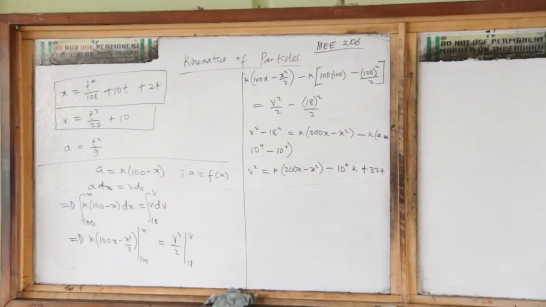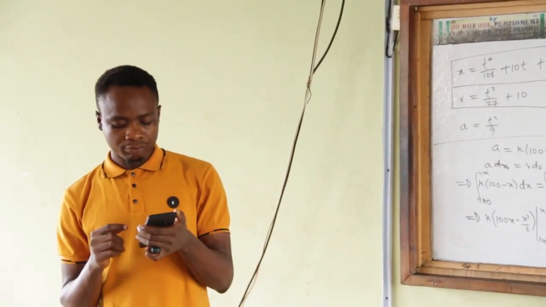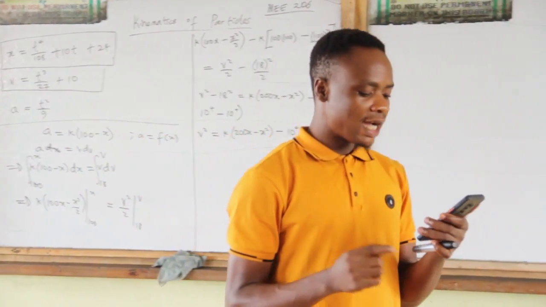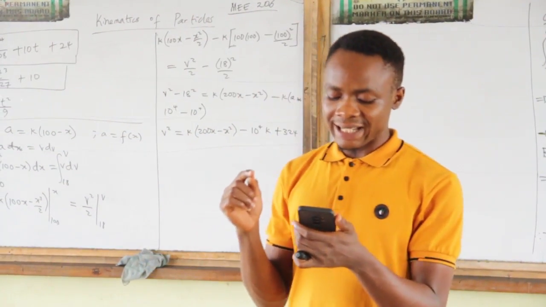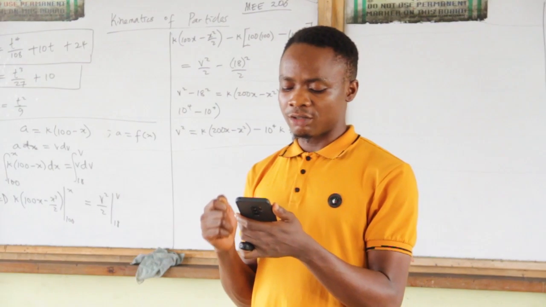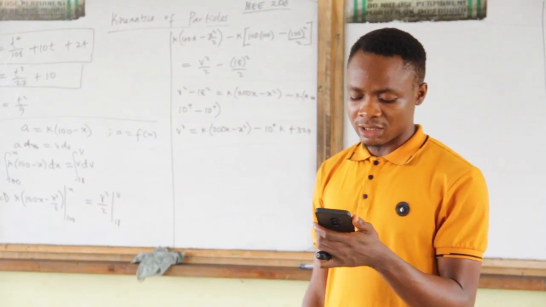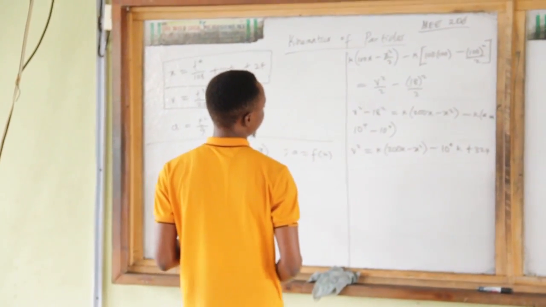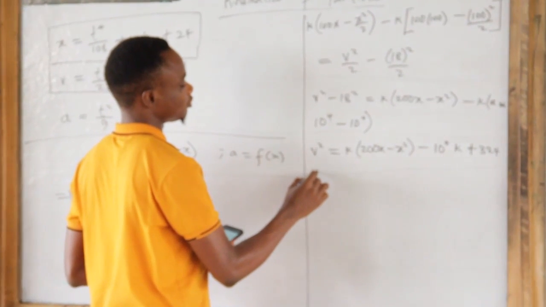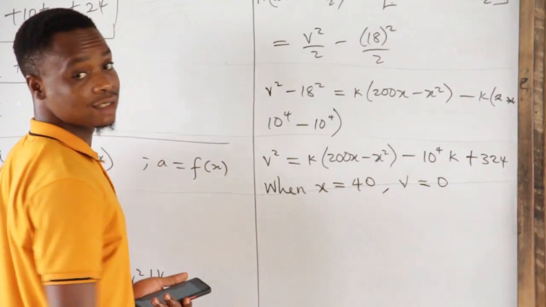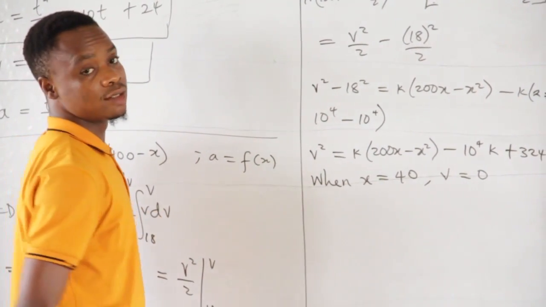Okay? But we can move ahead to look at the other information supplied. We said the velocity of the particle is 18 millimeters per second when x equals 100 and is 0 both at x equal to 40 and x equal to 160. Can you see that? That means the velocity of the body is 0 when x equal to 40 and it is also 0 when x equal to 160. Is that clear? So I know that when x equal to 40, v is equal to 0.